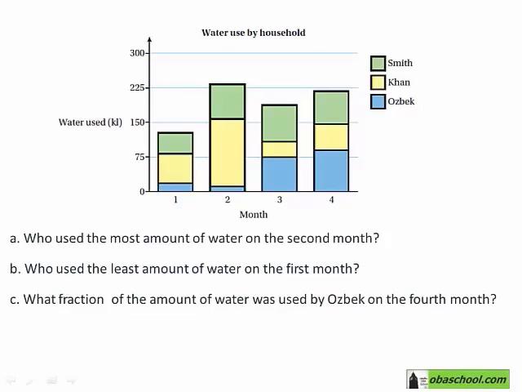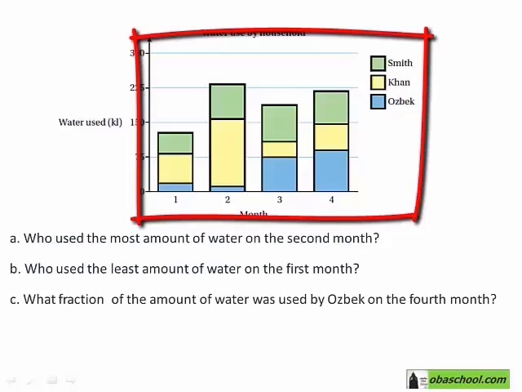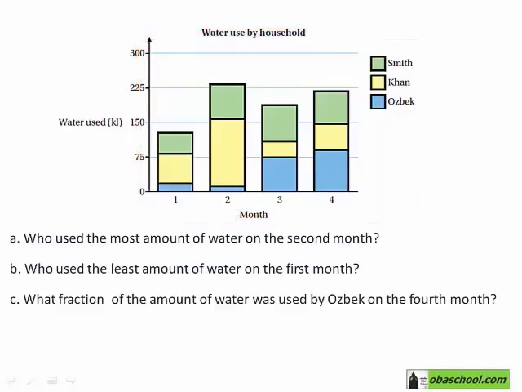Part A says who used the most amount of water on the second month. Now, the question is focusing on the second month. So, throughout the whole bar chart, we're going to focus on bar number 2, since bar number 2 represents the second month, and it is the one right here. And you can notice that the biggest chunk out of the second bar is the yellow chunk, and that represents the Khan household. And so, the Khan household is obviously the household using the most water during month number 2.